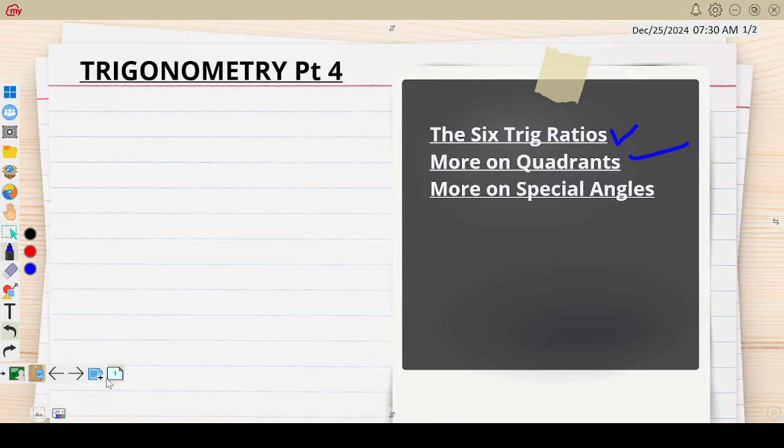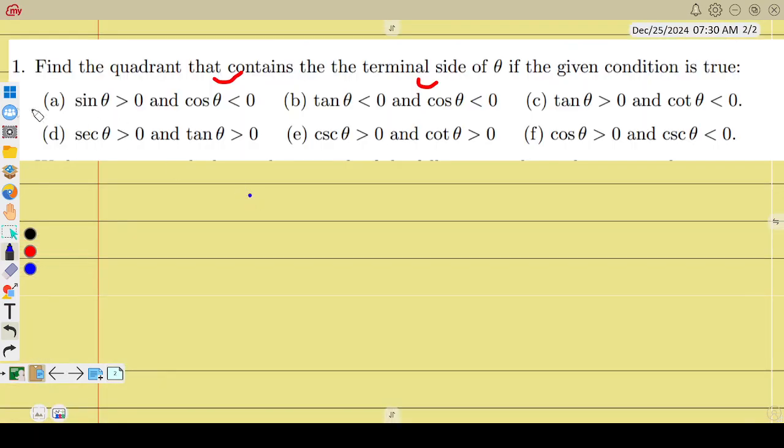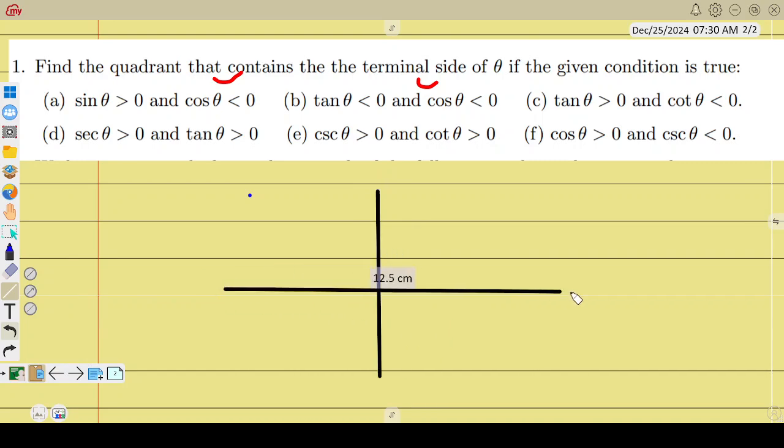So first let's draw our quadrant. Remember the mnemonic I gave you, which was all students take chemistry. You remember that one? So we can start answering already. Let's deal with question C. I only answered the first two. I said we'll continue later on, and I fulfilled my promise. So tan theta is greater than 0 and cot theta is less than 0. In which quadrant do we find this condition?